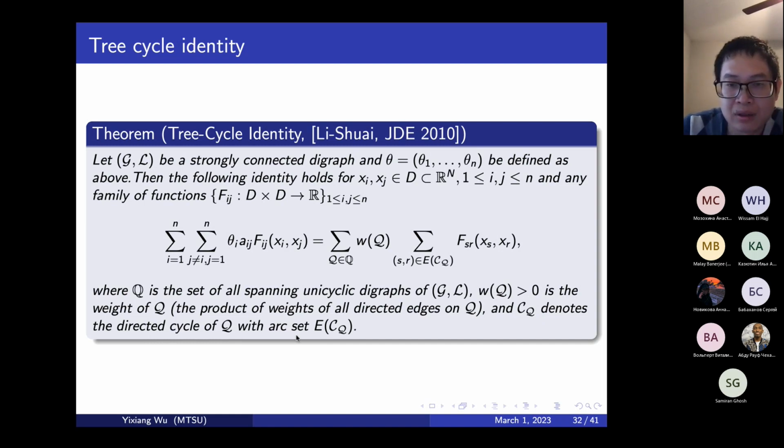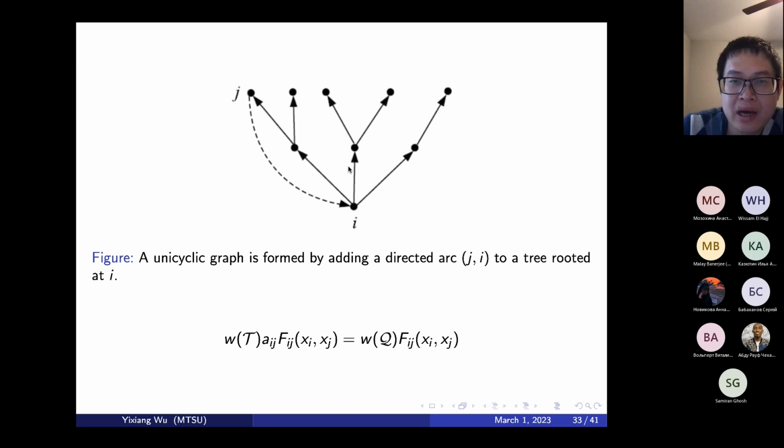Here I'm showing a unicyclic graph. Basically, without the edge from j to i, you get a tree rooted at i. Then add the edge from j to i, and you get a unicyclic graph, which means there is only one cycle.